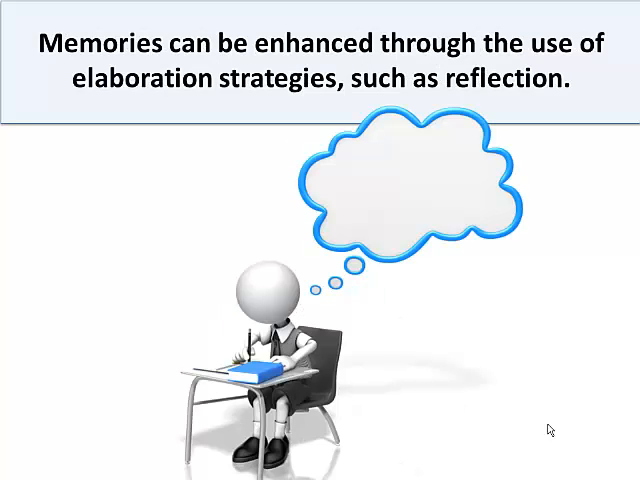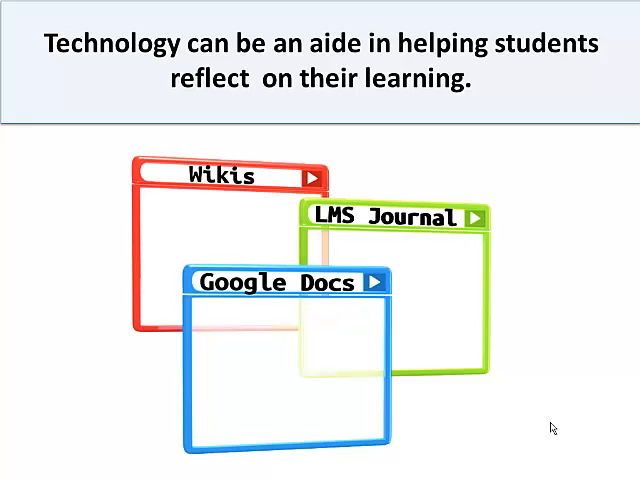Memories can be enhanced through the use of elaboration strategies such as reflection. This is another learning strategy outlined in Doyle's book. Reflection is a powerful learning strategy that is a type of encoding. Using reflection will help students make connections between concepts and to clarify their understanding. Reflection also helps students make the link between prior and current learning, as well as strengthens the connection pathways in the brain. Technology can be an aid in helping students reflect on their own learning.